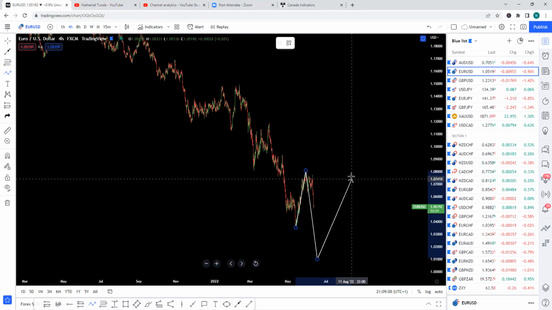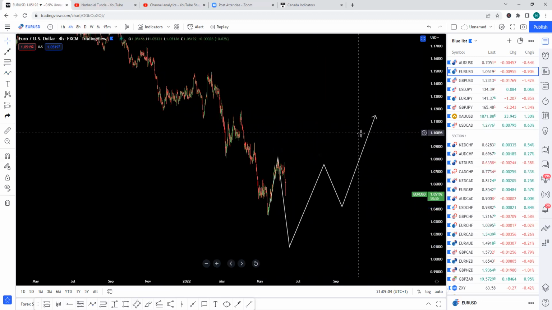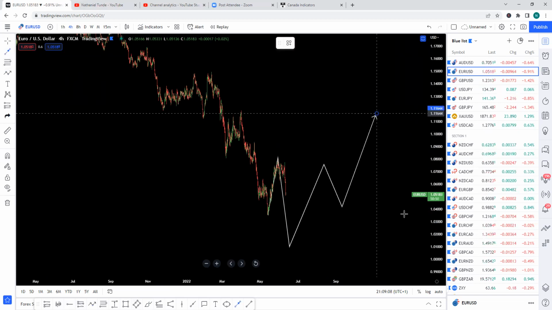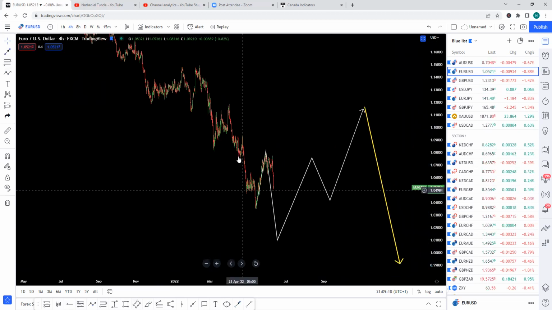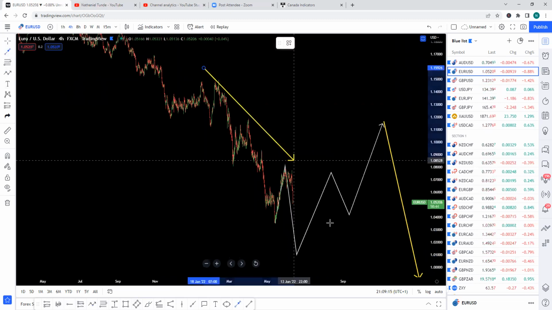Come down. I want it to make a structure like this. Do you understand, guys? This structure is a better structure for you to sell, not these small ones. All these small ones are just part of this trend. They are part of this trend.